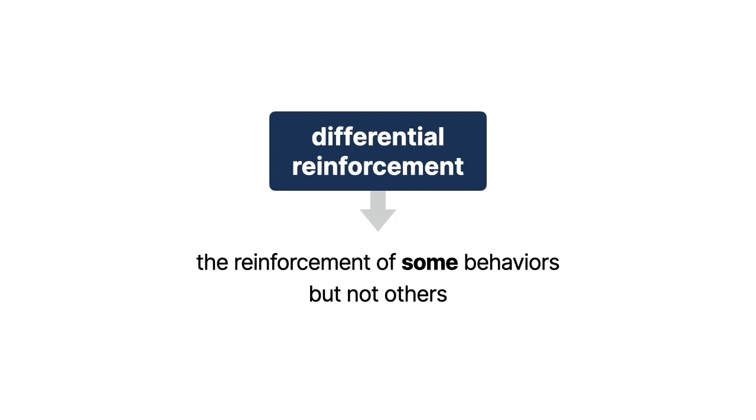Differential reinforcement is defined as the reinforcement of some behaviors, but not others. In other words, reinforcement is provided contingent on occurrences of desired behaviors or the absence of problem behaviors, and minimized or withheld contingent on occurrences of problem behaviors.